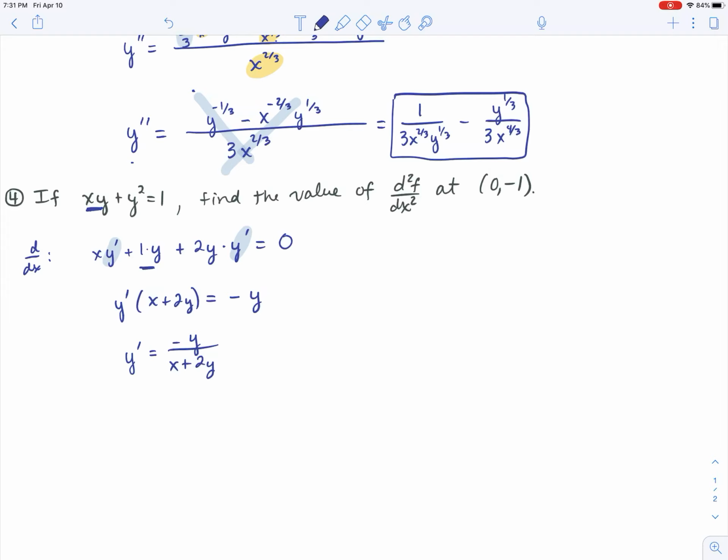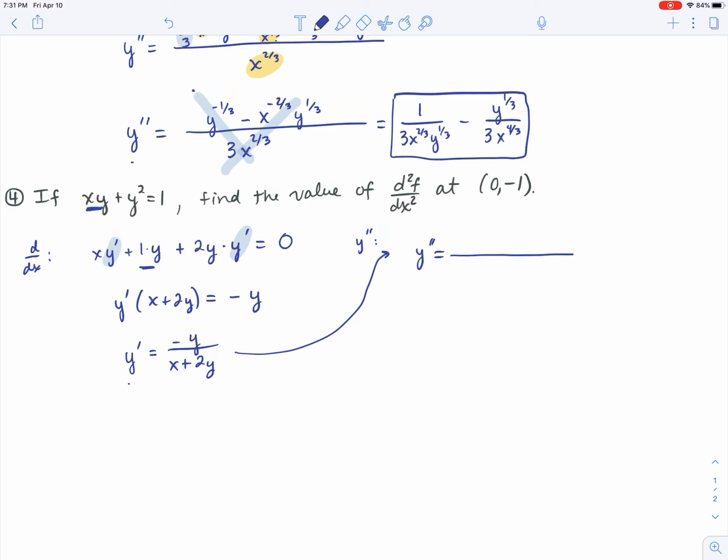Then we're going to work on the second derivative, so differentiating this term by term. The derivative of y prime is y double prime equals. We can choose to use quotient rule, or we could use product rule now that we have chain rule. I'm going to go ahead and use quotient rule.